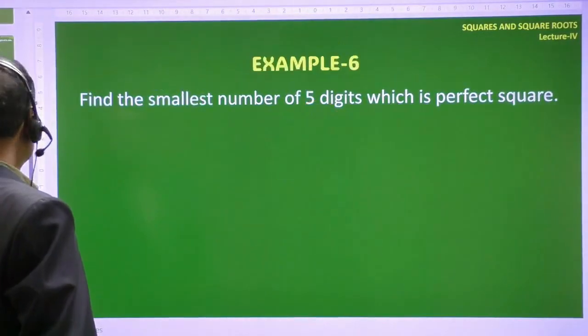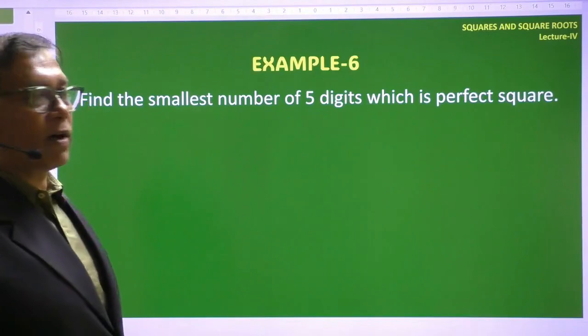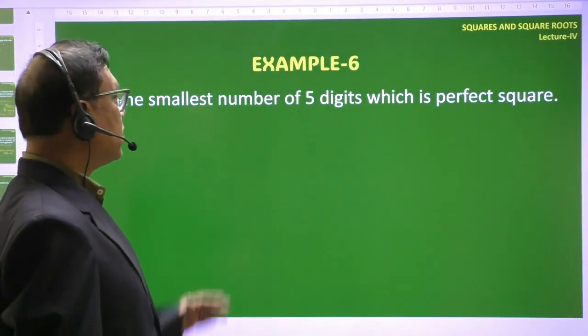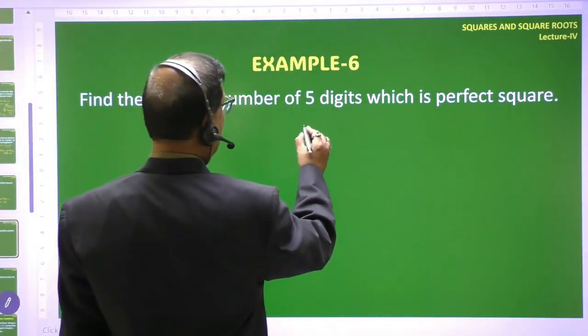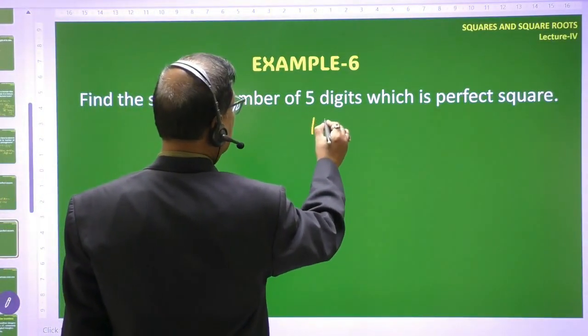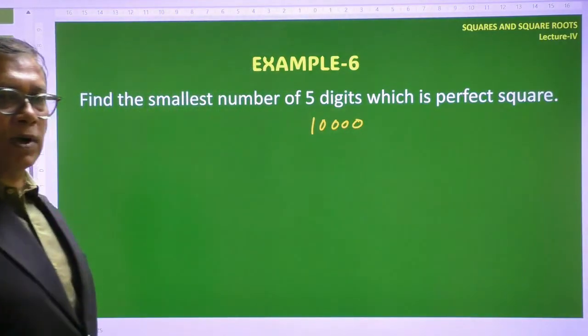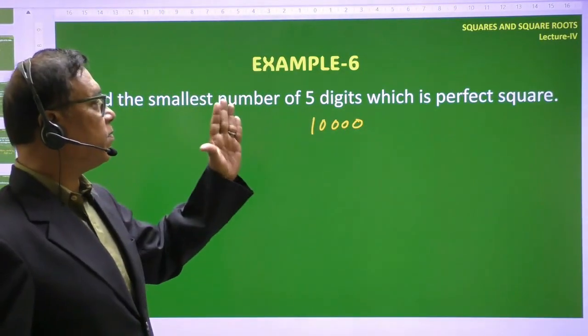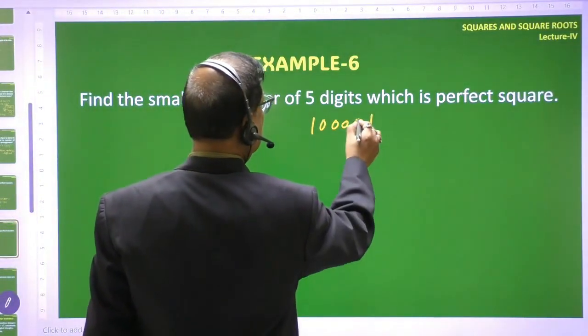Now example number 6. Find the smallest number of 5 digits which is a perfect square. So now we have to find the smallest number of 5 digits. So first we have to know what is the smallest number of 5 digits? 10,000. This is the smallest number, but we have to find the perfect square number. So again we will proceed by the long division process.